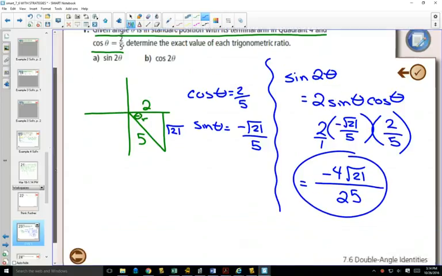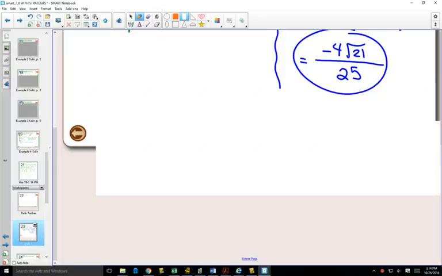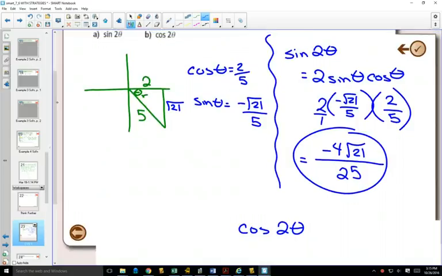Now part B says calculate cos of 2 theta. Now for cos of 2 theta, there's 3 different formulas. And in this case, I would say one formula is better to use than the others. Any guesses which one that would be and why? They will all 3 give you the right answer. But if I was doing this question, I would choose one of those formulas over the other ones. And why would I choose that one?